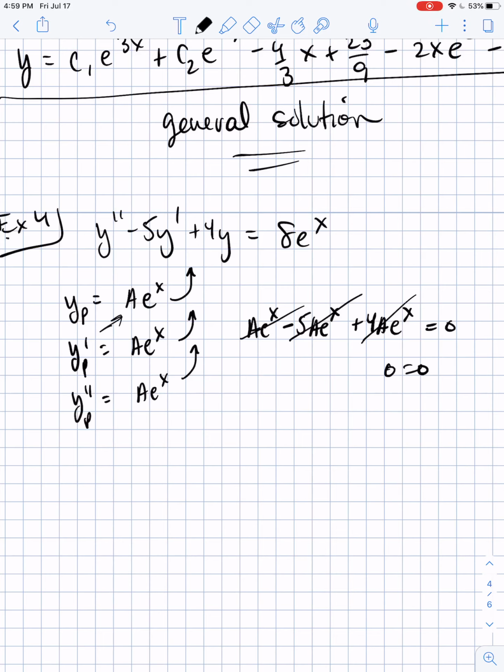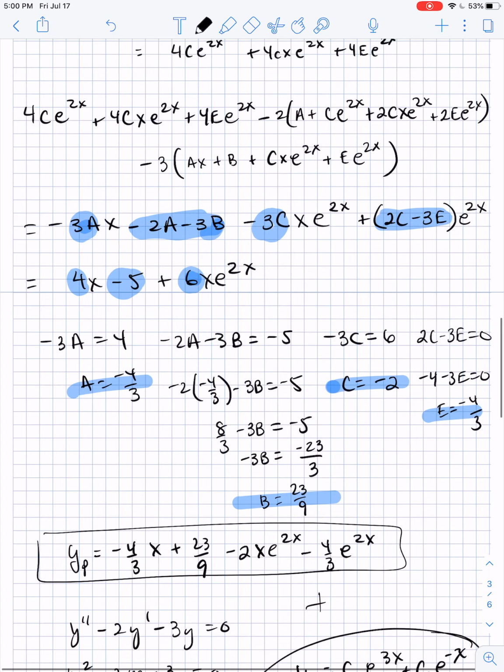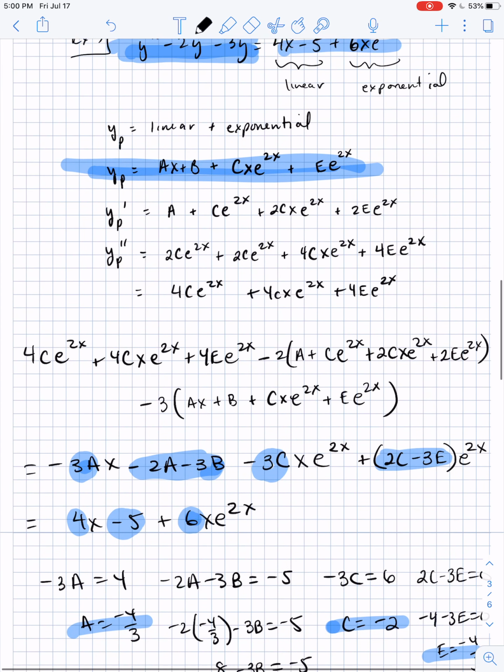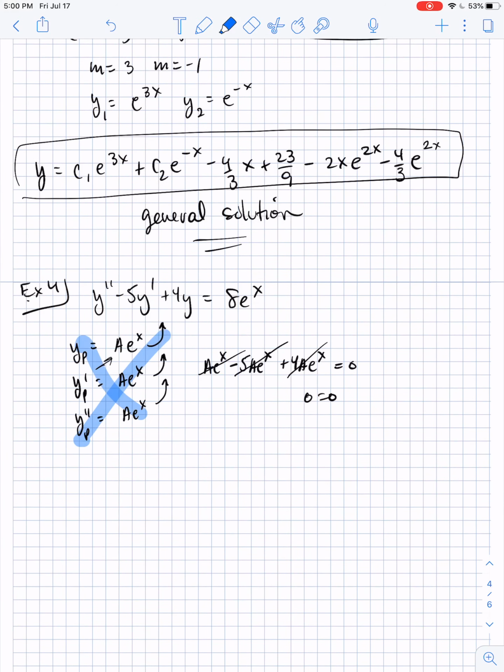So what you need to do is add a product rule to this. Now remember, when we were up here with a product rule, right? If you notice, I did the product rule here, I did the product rule again here. You add that other x in there. So instead of doing this, we don't want to do that because that doesn't help us. We're going to now make our particular equation ax e to the x plus b e to the x.